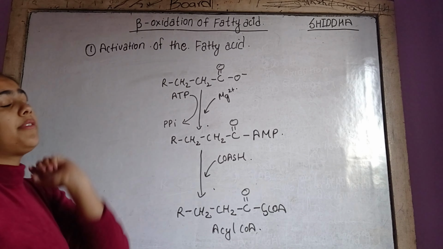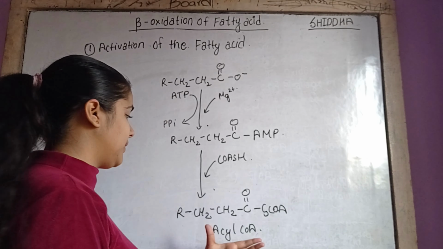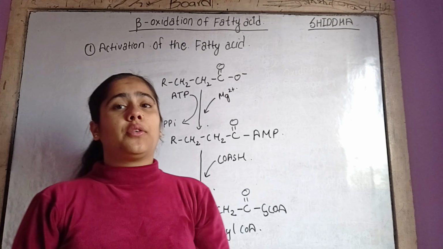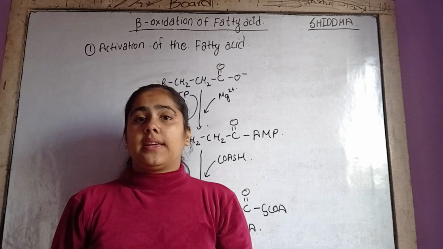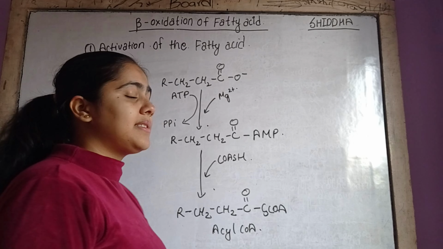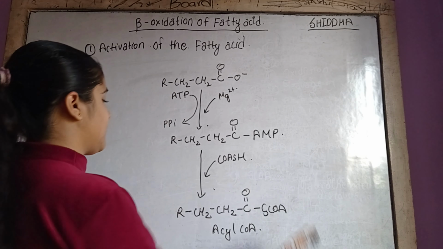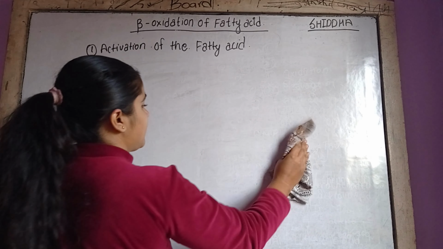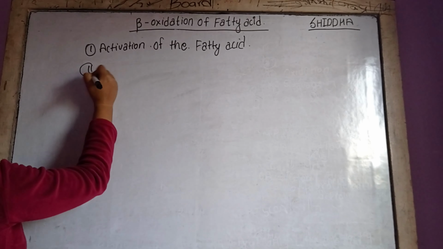Beta oxidation of fatty acid takes place in the mitochondria. So we have to transport this acyl coenzyme A to the mitochondria. But we all know that the inner mitochondrial membrane is impermeable to fatty acids, so there is a special carrier system which is known as Carnitine carrier system. So our second step is transportation.